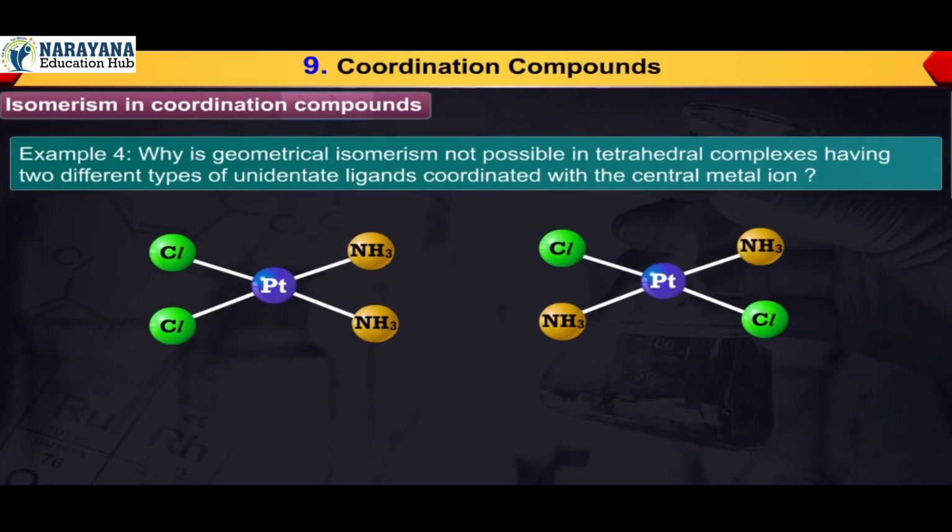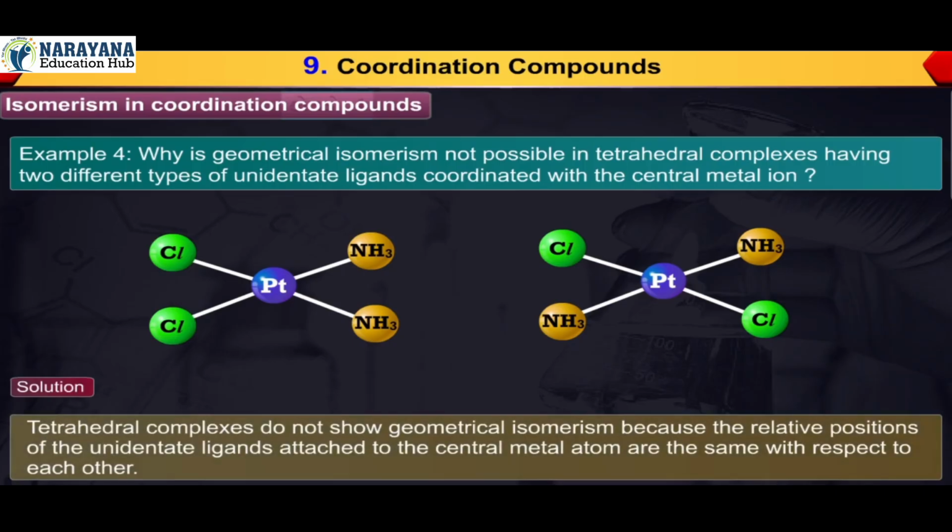Example 4. Why is geometrical isomerism not possible in tetrahedral complexes having two different types of unidentate ligands coordinated with the central metal ion? Solution: Tetrahedral complexes do not show geometrical isomerism because the relative positions of the unidentate ligands attached to the central metal atom are the same with respect to each other.